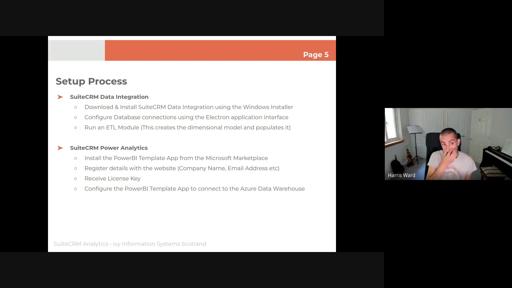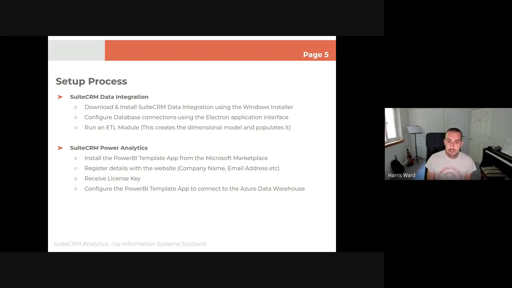The setup, what we expect our users to do, simply would be to, assuming they've got a copy of Suite CRM, download and install their Suite CRM data integration using our Windows installer, a simple executable file. They will configure their database connections using the Electron application interface, and then they would run the ETL, which in this case creates our dimensional model and populates it on the first run.